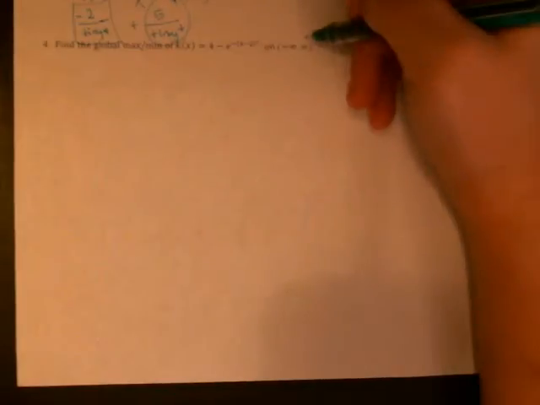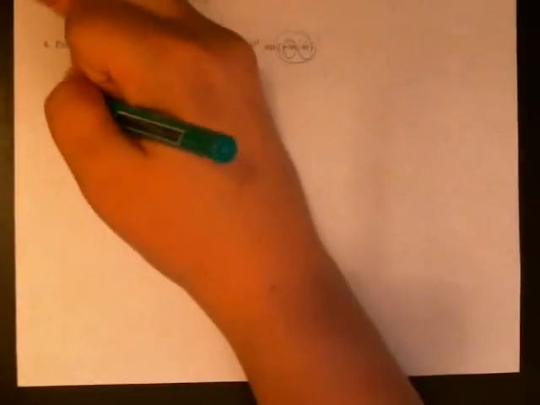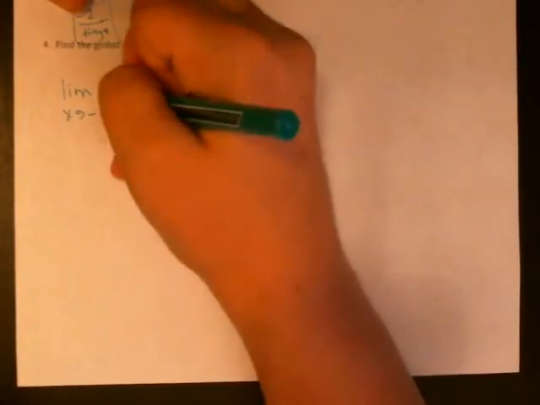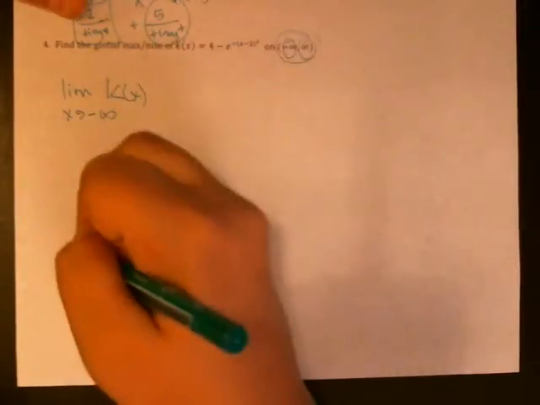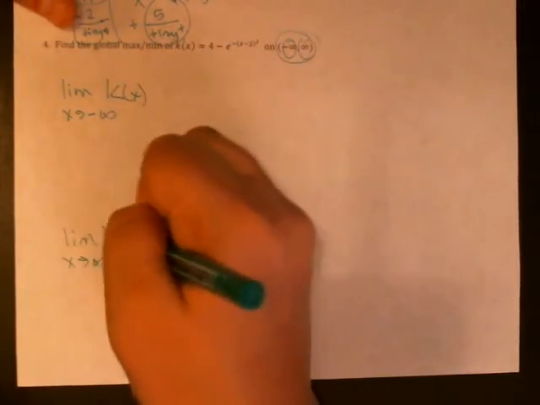Trying to find a global max or min. Here I have a completely open-ended interval, so we'll have to check limit behavior on both ends. So the limit as x approaches negative infinity of our function k, and the limit as x approaches infinity of our function k. We don't have any discontinuities this time.